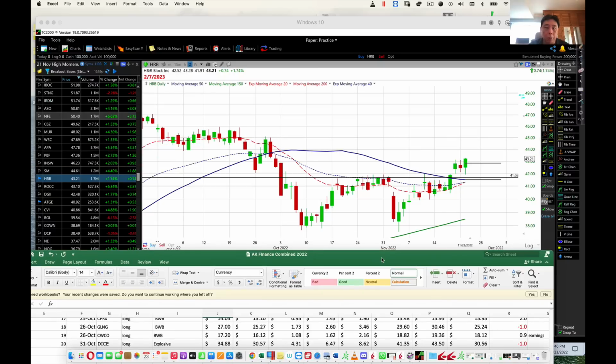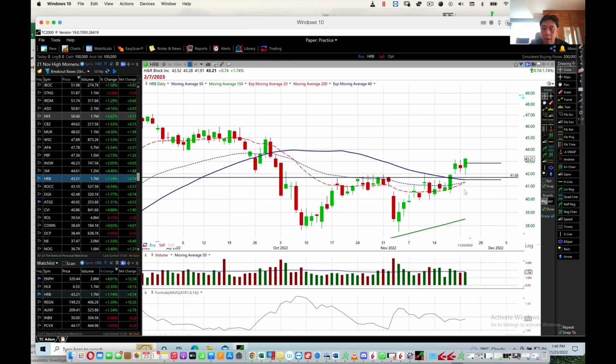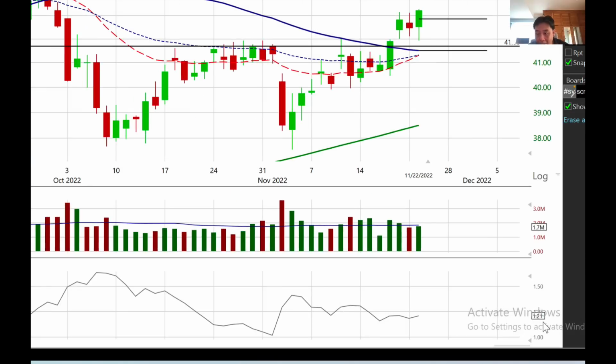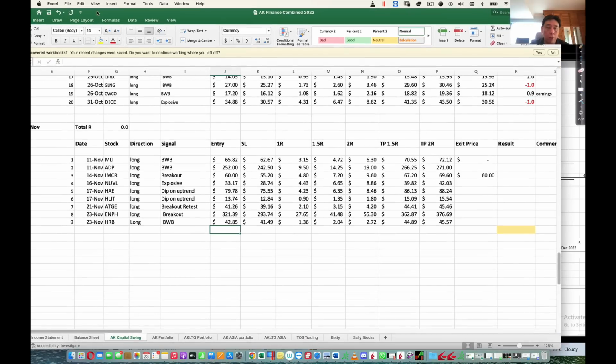Stop loss, same thing. Sorry, I forgot. 1.21 times 1.5. What's that again? 1.21 times 1.5. Yep, 1.82. Correct. So stop loss would be $1.82 below my entry price.